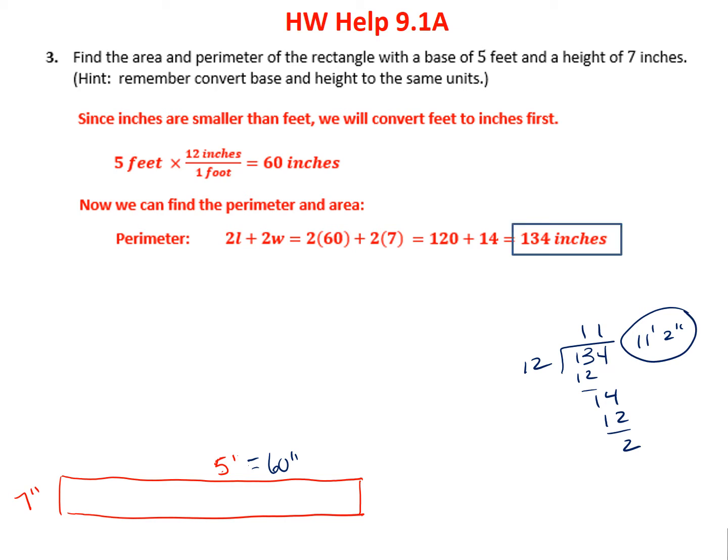Now the area, same thing. Base times height, so 60 times 70 is going to be 420. Once again, if they wanted it in square feet, not square inches, we could divide that accordingly, although this time we would have to divide it by 12 times 12, because it's square inches, or 144. A little more difficult problem.